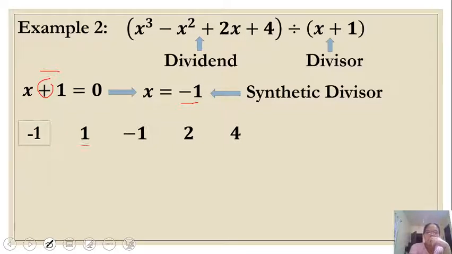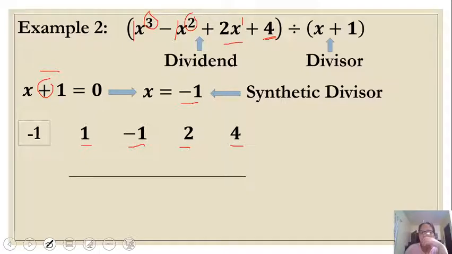And then where did we get 1? That's the coefficient of the first term in the dividend. The coefficient of the second term is negative 1. The coefficient of the third term is 2. And then the last term, the constant 4. So you have to make sure they are arranged from greatest to least exponent, and that there's no missing term: 3, 2, 1, 0.